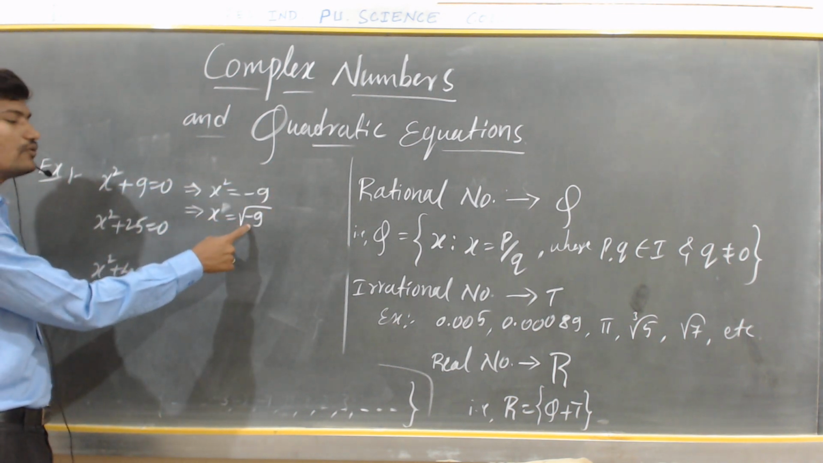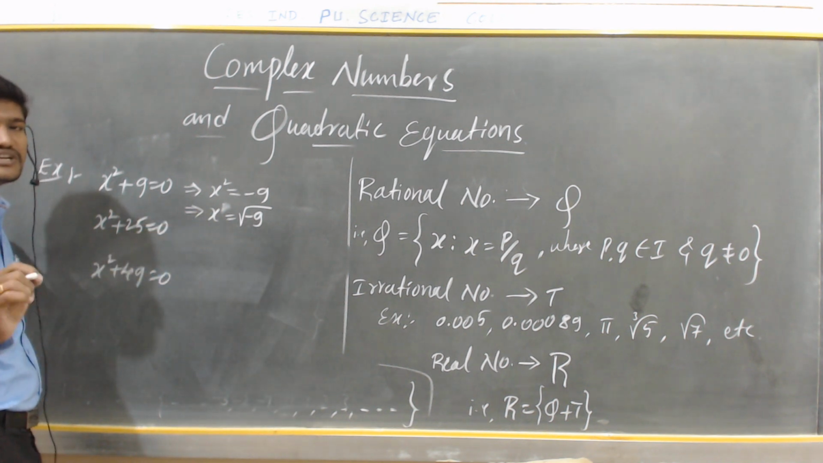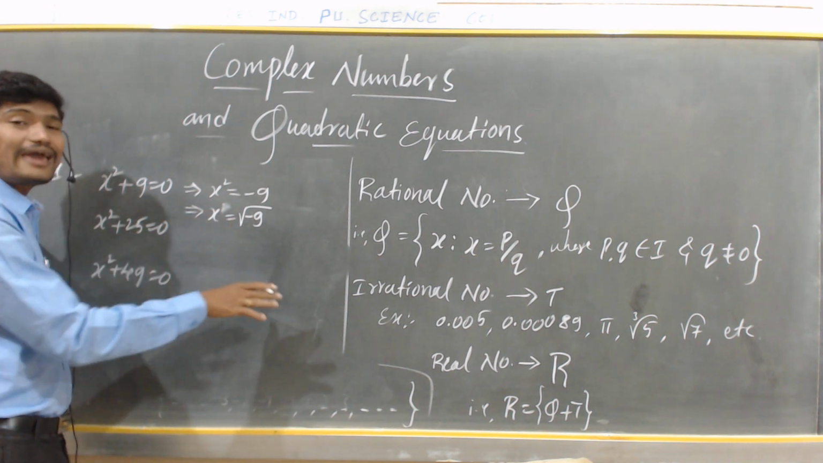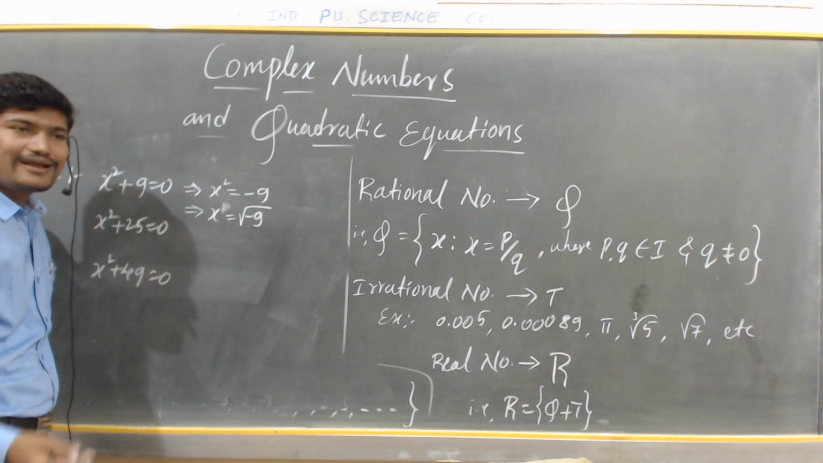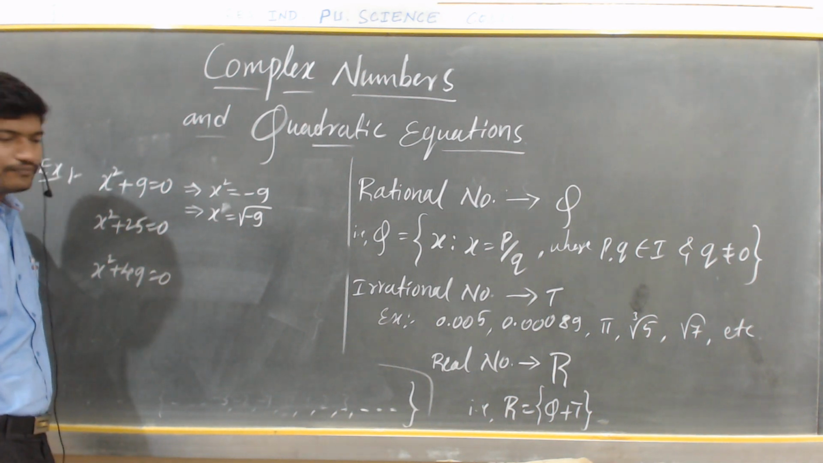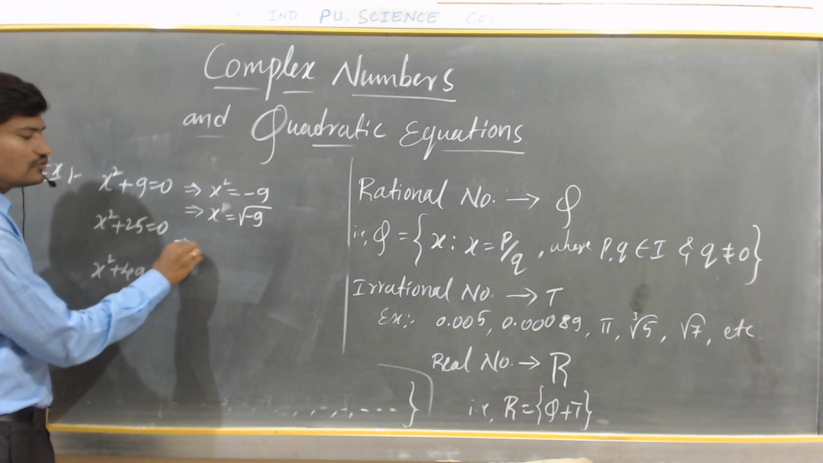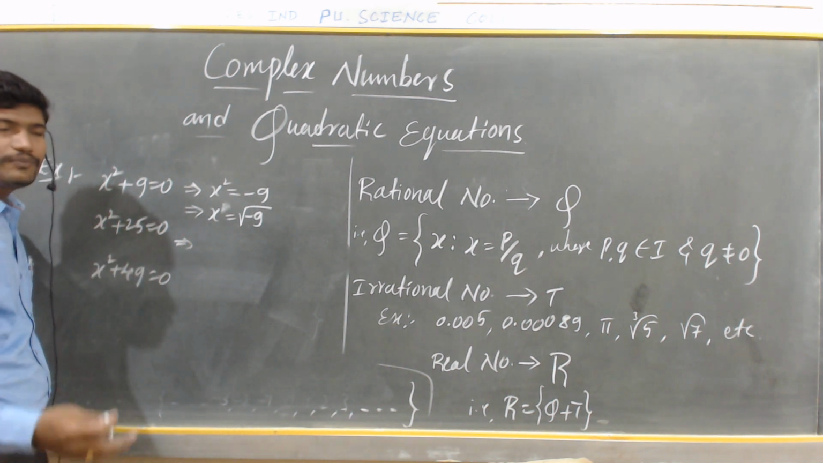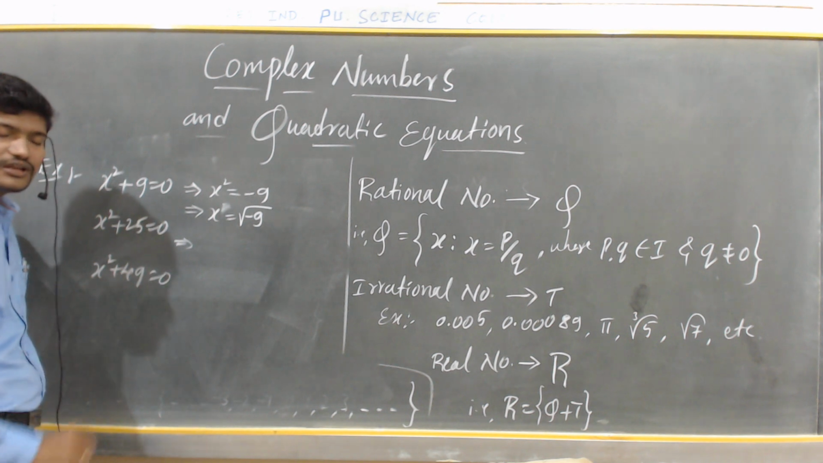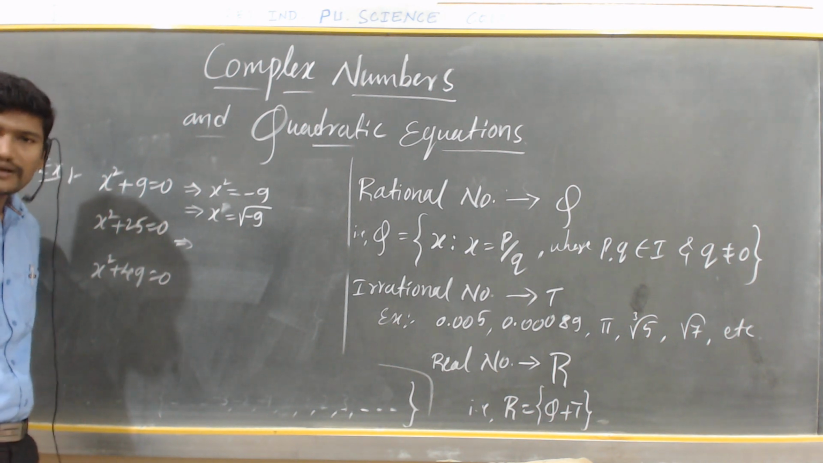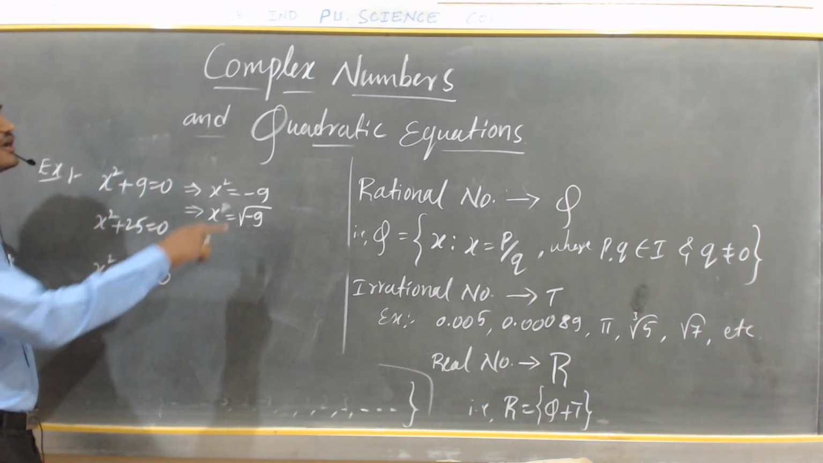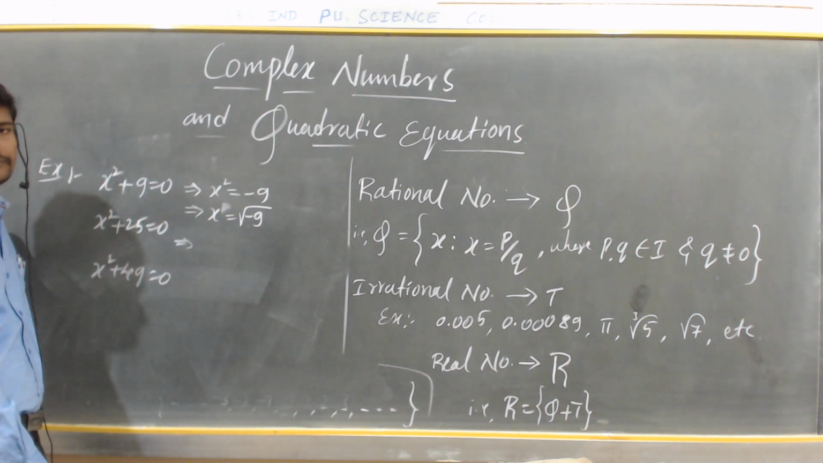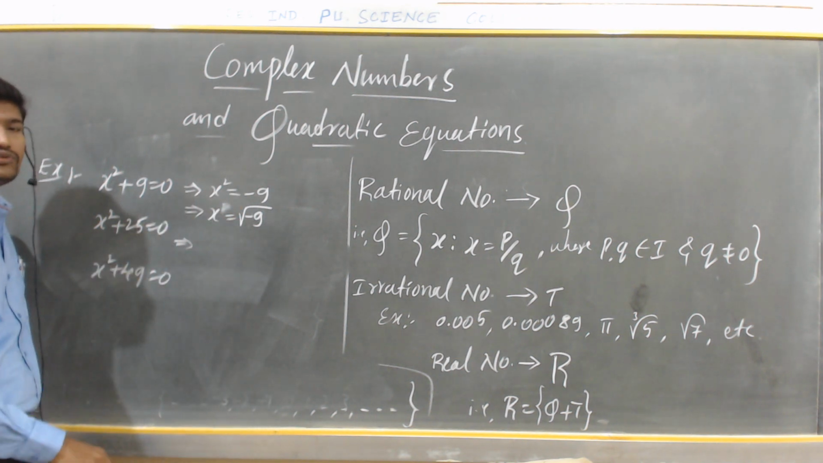Dear students, the square root of a negative real number is there. Only we studied what? Square root of 9. Square root of 9 we can write directly plus or minus 3. Next, square root of 25 you can write plus or minus 5. Square root of 49 you can write plus or minus 7. But in this condition, square root of a negative number is there.